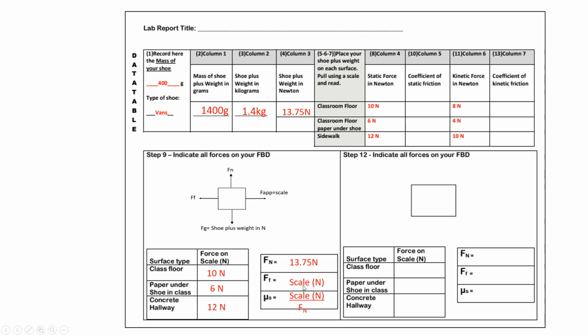Now, you are going to calculate the coefficient of static friction using this formula right here. So your scale for the classroom floor is reading 10 newtons. So you do 10 newtons divided by 13.75. You're going to write your result here, and it should not have a unit because those units cancel out. Same thing you do for the classroom floor and for the sidewalk.